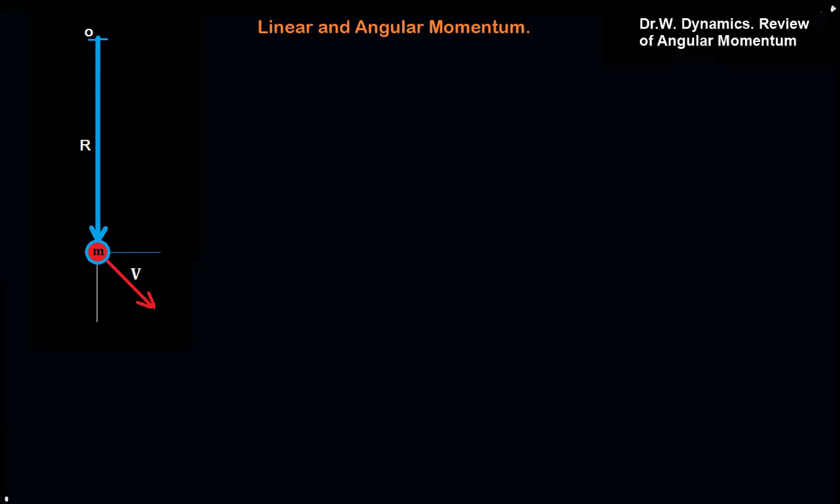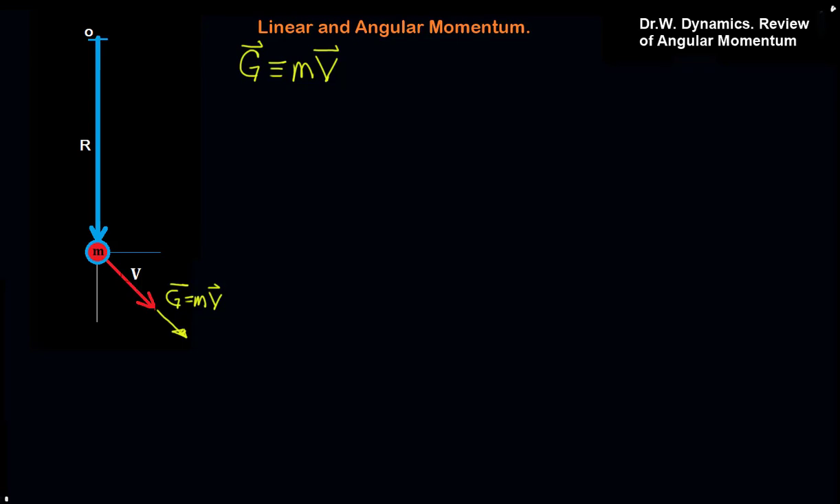Let's take a look at linear and angular momentum, where linear momentum we defined as G is mv, and it's a vector value, so direction's important here. So if we have a small mass m that's moving with a velocity v, we know that its momentum vector will be in the same direction, G. It'll be m times v.